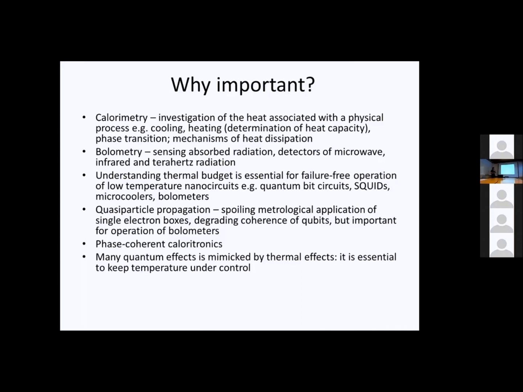So these are more on the applied physics side, but here I would like to mention that we need to understand the thermal budget for failure-free operation of nanocircuits. So here we talk about qubits, SQUIDs, microcoolers, bolometers, again. So we know that more generally, if we talk about variation of temperature, it is some dynamics of quasi-particles behind. So if quasi-particles are non-equilibrium, then we cannot talk about temperature, but still we can measure some dynamics. We know that these quasi-particles spoil metrological applications of single electron boxes and microcoolers, but they are very important for normal operation of bolometers. And bolometers detect the incident radiation only because we created some quasi-particles there. So sometimes they can be used to our advantage, sometimes we would like to avoid them.